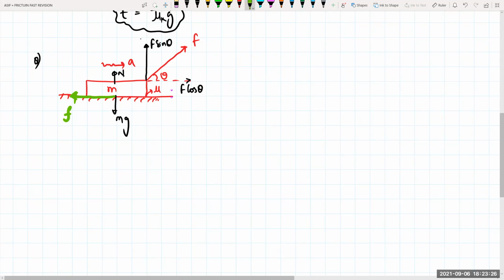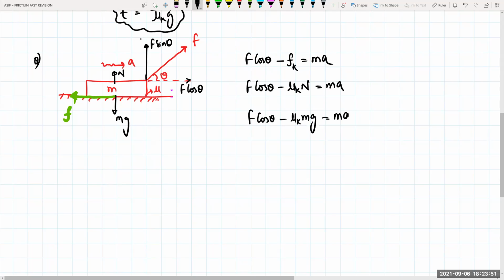As the body is moving in the forward direction, I can write F cos theta minus friction equals mass into acceleration. What type of friction will it be? Kinetic friction. So F cos theta minus Fk, which is mu k into N, equals m into a. This becomes F cos theta minus mu k into N equals m into a.